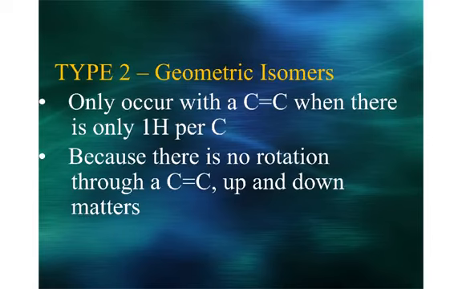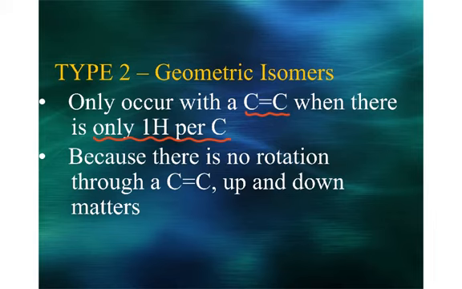All right, let's look at type 2. Type 2 are geometric isomers. So geometric isomers are very particular. In order to have a geometric isomer, you have to have a double bond, and you have to have only 1 hydrogen for each of the carbons on that double bond. If you do not have this criteria, you cannot have geometric isomers.